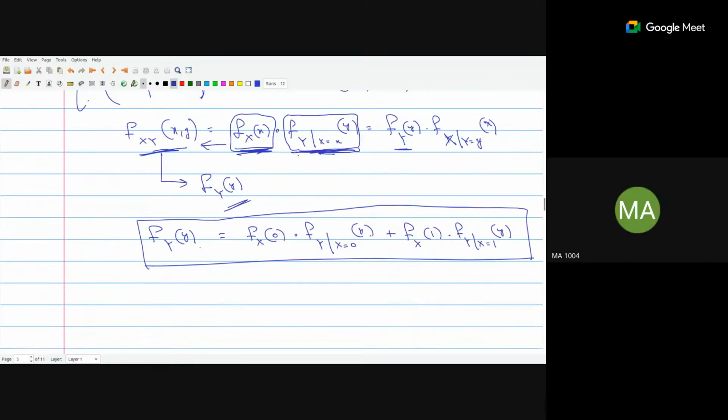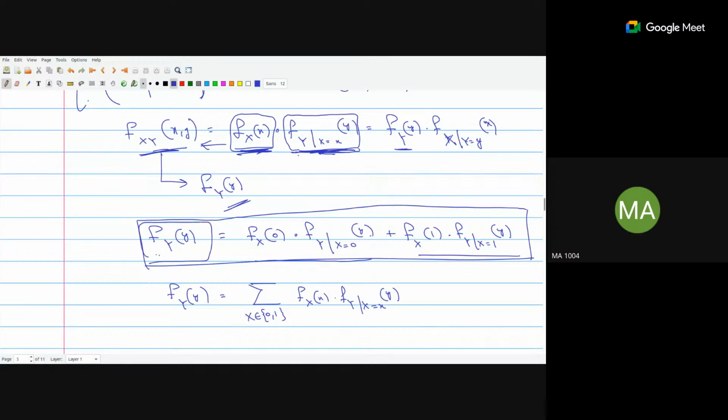So how did I get this? I got this from here. If I wanted to compute fy of y, I should sum up the unwanted variable. So I don't want x. X belongs to 0, 1: fx of x times fy given x of y. So I have to actually sum up the joint distribution. The joint distribution I can write as the product of the marginal and the conditional, where x takes either 0 or 1, and I have to sum it up. When it takes 0, this is the term. When it takes 1, this will be the term. So I'll get the distribution of y.